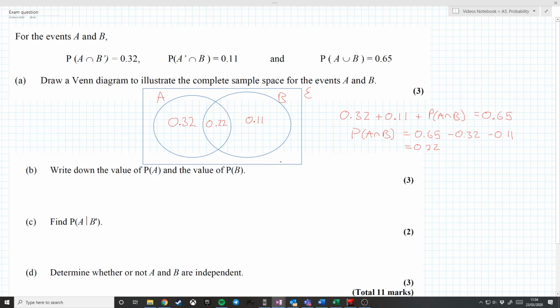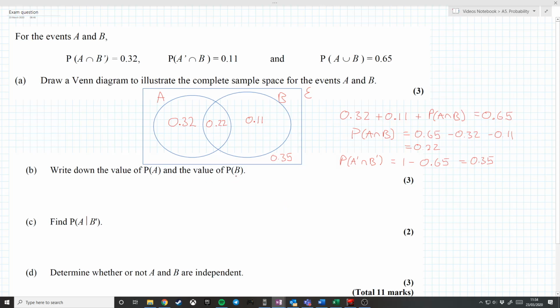Now finally, we want this bit outside, so neither A nor B. So we are going to need to know that it all adds up to 1 and find out what's left. So I know that the probability of not A intersected with not B, that's the outside, is going to be 1 minus 0.65, because that is the total of A union B. So it's the bit on the outside. And so I can see that that is 0.35. So this is 0.35 and my Venn diagram is complete.